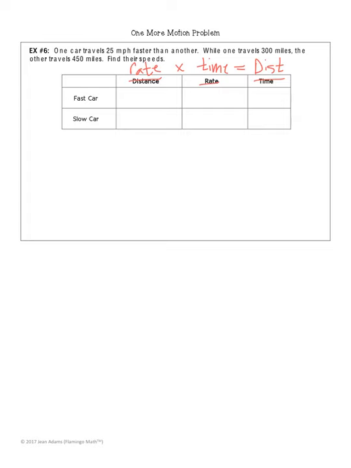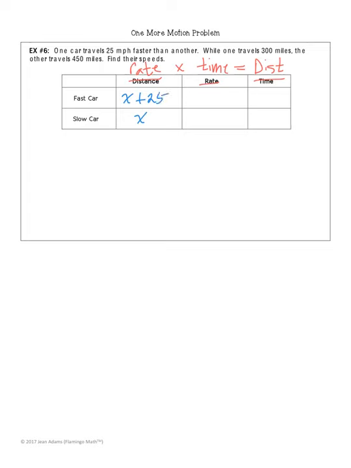Okay, so one car travels 25 miles per hour faster than another. So you have to decide, and it doesn't matter which, whether you are going to let this be the unknown car, and then you're going to define this in terms of this one, or vice versa. So I would probably prefer to let the slow car be x and the fast car be x plus 25, because then I don't have to deal with a negative. So I'm going to let the slow car be x, and then the rate of the fast car would be x plus 25. Then our time.